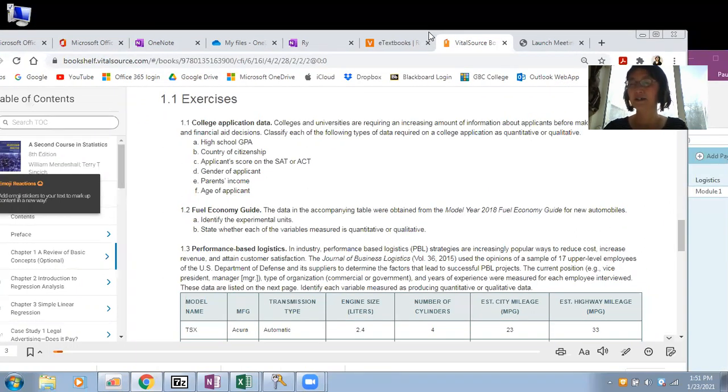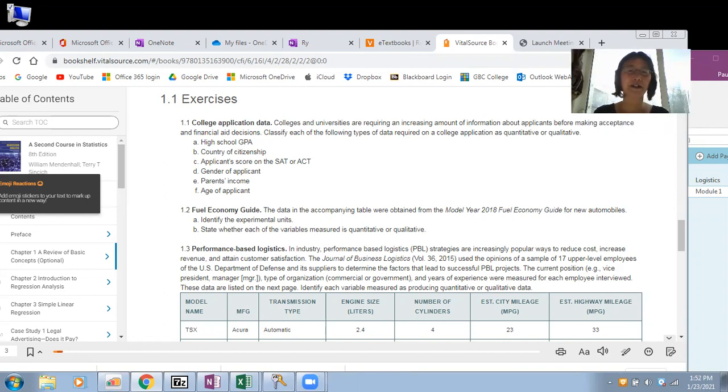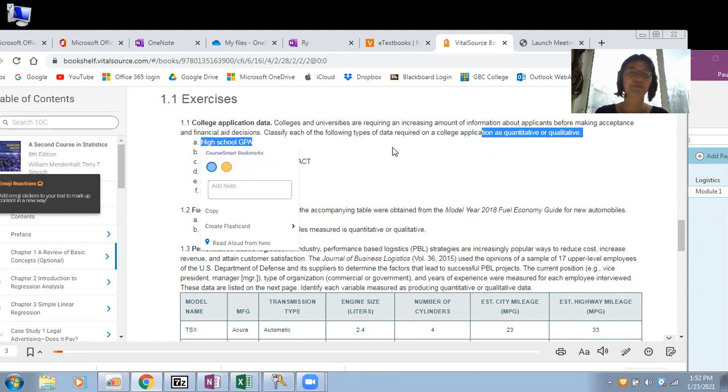So, this exercise is about qualitative data versus quantitative data. Question 1.1. Colleges and universities are requiring increasing amount of information about applicants before making acceptance and financial aid decisions. Classify each of the following types of data required on a college application as qualitative or quantitative.